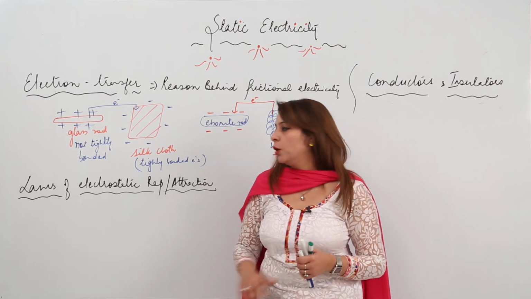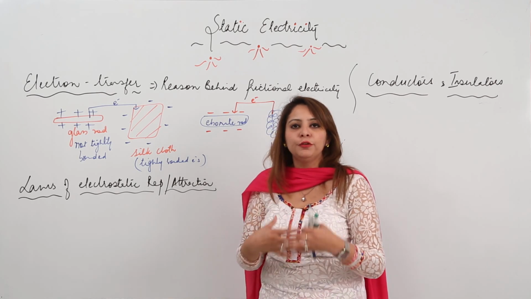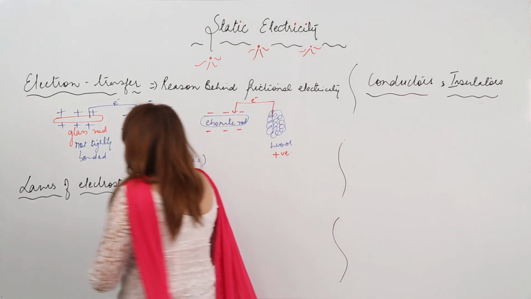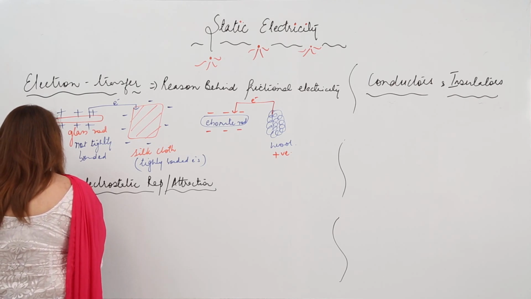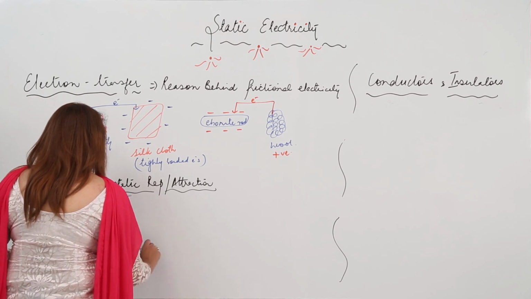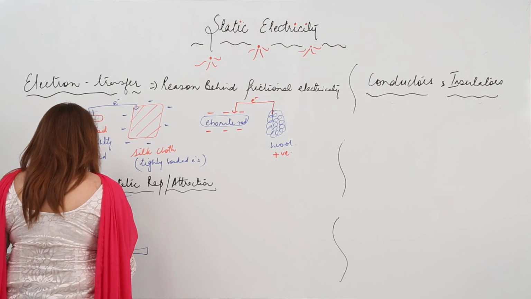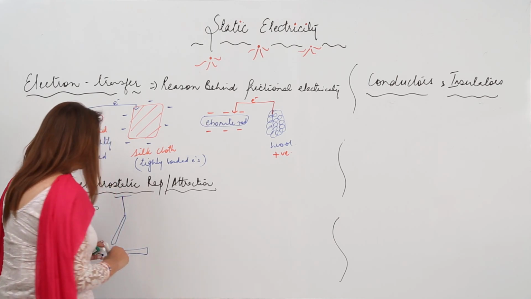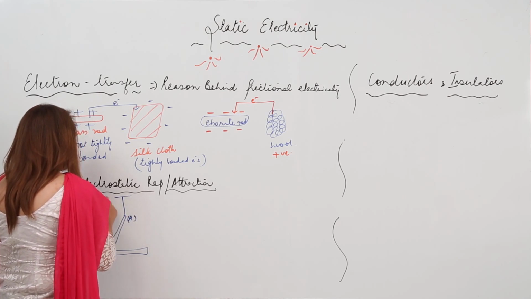Now we will talk about the laws of electrostatic repulsion and attraction. I will illustrate with a few activities. See, I have a glass rod. Let's say this is my glass rod. I am going to take one more. This is my stand, and I am going to suspend one glass rod with a thread. So this is my glass rod A and this is my glass rod B.